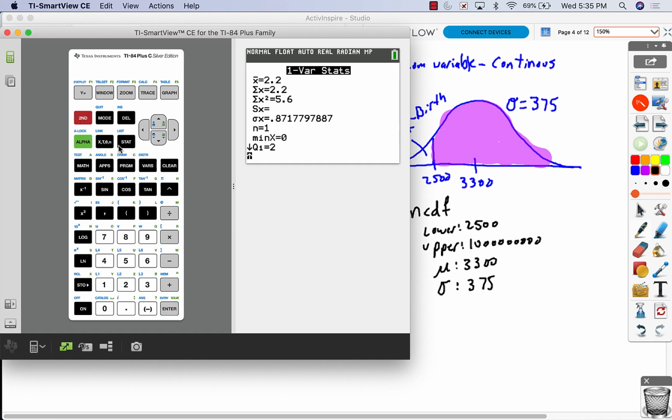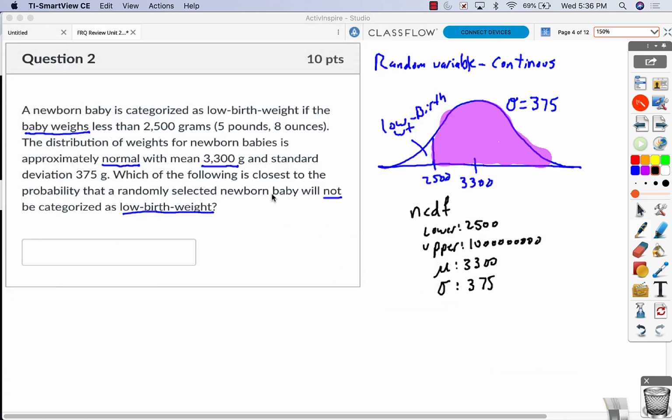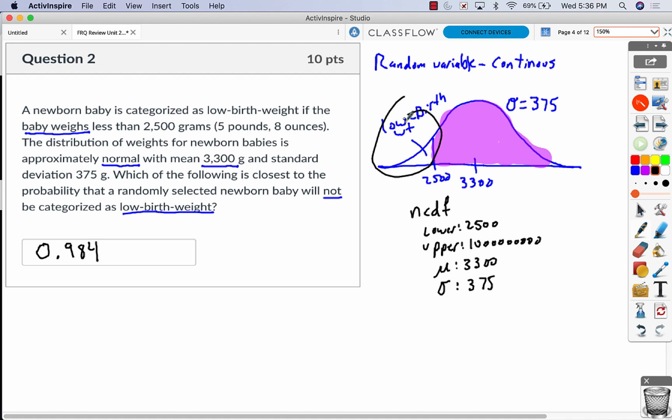The way you get there is you go second vars. It's a distribution. Go to number 2. I'm just putting these things in. 0.984. Some of you all found this side by accident.